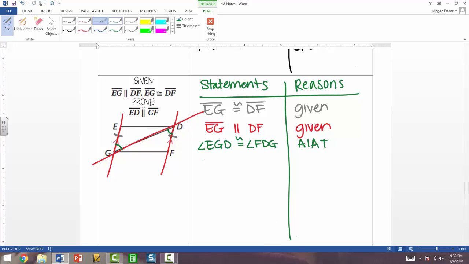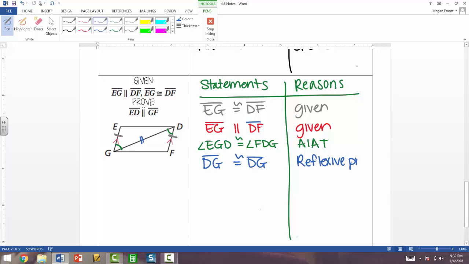And then what's the other piece of information they don't tell us but we need to know? Hopefully you said this. So I know that DG is congruent to DG because of the reflexive property. So once I know that, I know these triangles are the same because I have a side, an angle, and a side. So triangle EGD is congruent to triangle FDG.